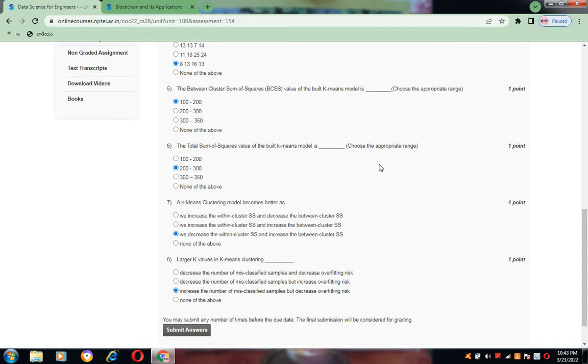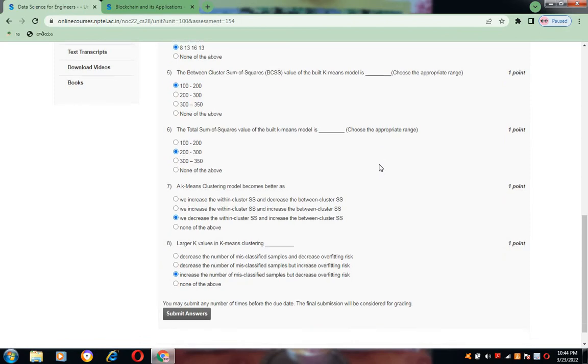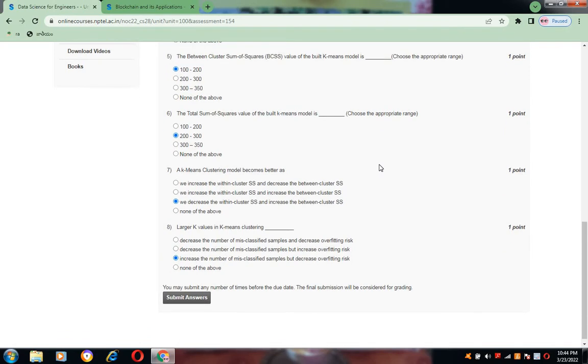And the seventh one, a k-means clustering model becomes better as, that is answer C, we decrease the within cluster SS and increase the between cluster SS. Coming to the eighth one, larger k values in k-means clustering increase the number of misclassified samples but decrease overfitting risk. That is option C, the correct answer for 8 also, and for 7 also option C.